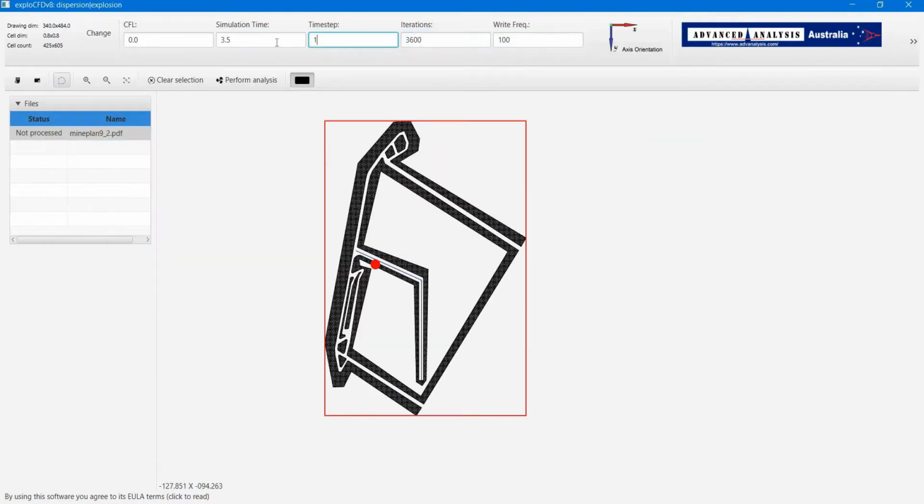We'll put a time step of a second, so this is 3,600. I'll put in a non-zero CFL. That's all you need to do. So what we're going to do is model the emission of methane within the shaft and the accumulation and dispersion, if any, within this shaft. And we're going to see what kind of gas cloud we have.